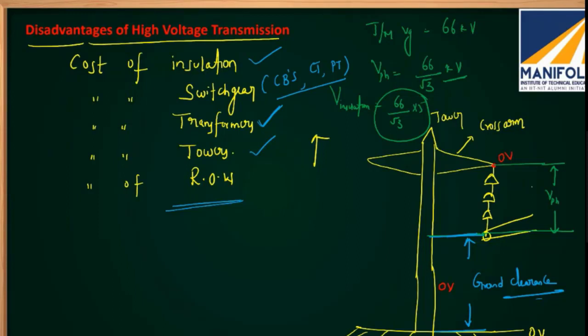So the cost we incur as a rent that we give for the people to position or to station our transmission towers is called right of way cost. Higher is the transmission voltage, more is the ROW cost. So all these costs will increase as we increase the transmission voltage. Okay, so these are the disadvantages. Any doubt in these disadvantages?